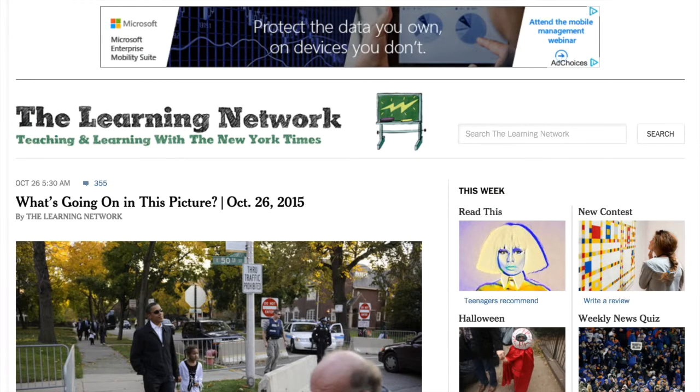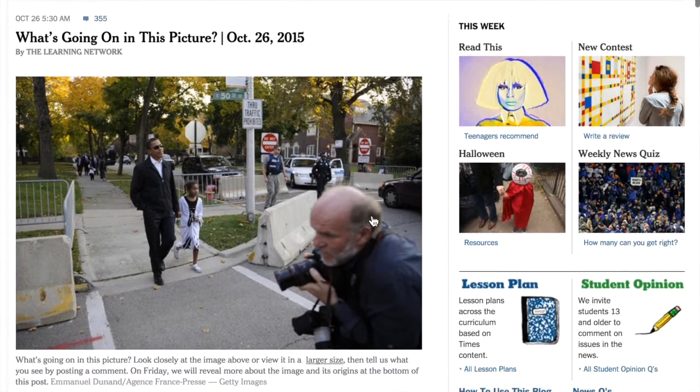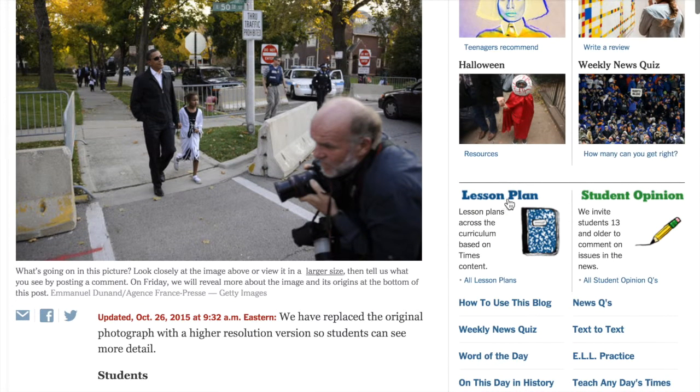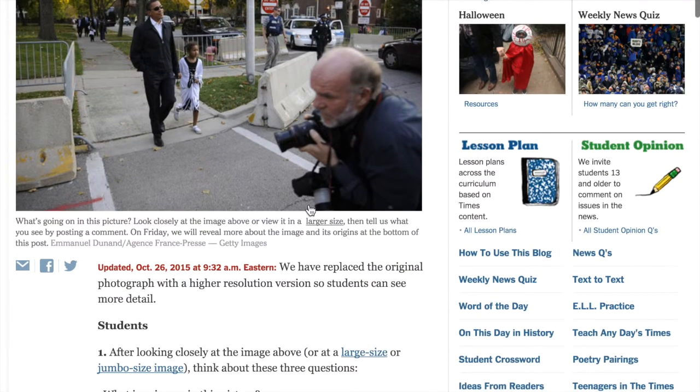Second is the Learning Network from the New York Times. This website has articles and activities that adolescents would find interesting. Occasionally, they also have resources that are specifically aligned with the Common Core, with lesson plans, polls, etc.